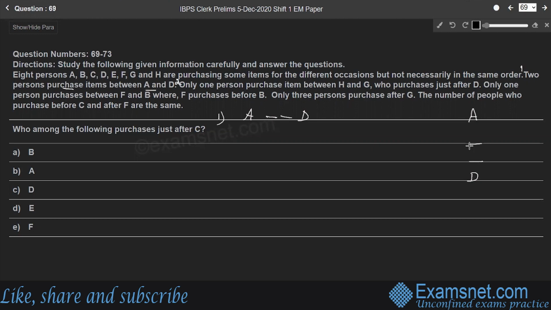Next point. Only one person purchases items between H and G. So one person between H and G. And here G is who purchases just after D. So position of G has to be after D. Right? And one person is there between H and G.